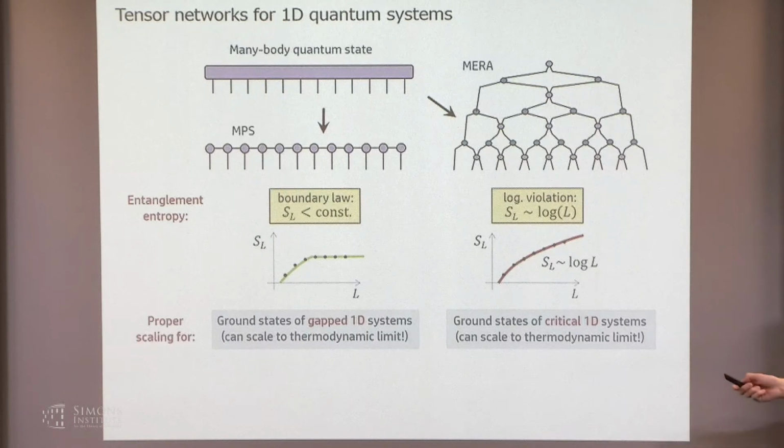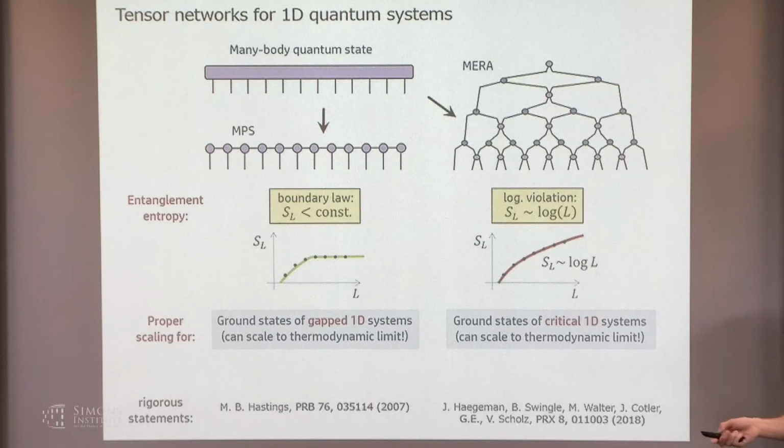And in practice, we find this matrix product state is very good for representing gapped 1D systems. You can scale to very large system sizes very accurately. And this MERA structure is very useful for gapless or critical 1D systems, and you can really reproduce the correct properties of a lattice version of a conformal field theory very accurately on large or infinite system sizes. Okay. So this was very hand-wavy. There are more rigorous statements, say thanks to Hastings, for how well this matrix product state works. And more recently, at least in simple cases, you can have analytic error bounds on how well this MERA works.